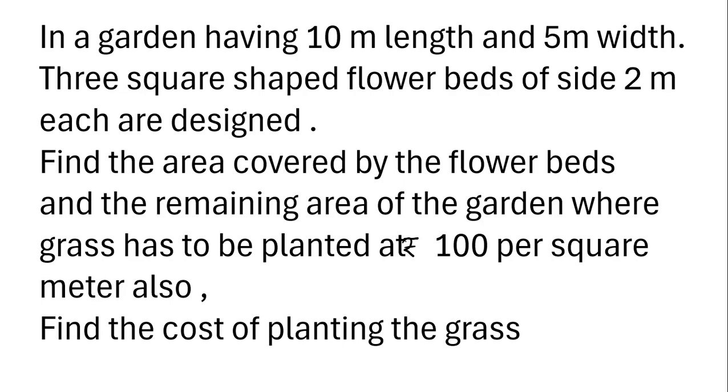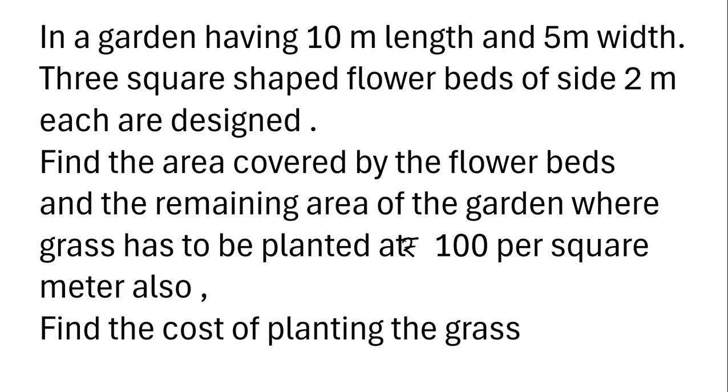So here we go. In a garden having a length 10 meter and width 5 meter, three square shaped flower beds of side 2 meter each are designed. Find the area covered by the flower bed and the remaining area of the garden where grass has to be planted at rupees 100 per square meter.